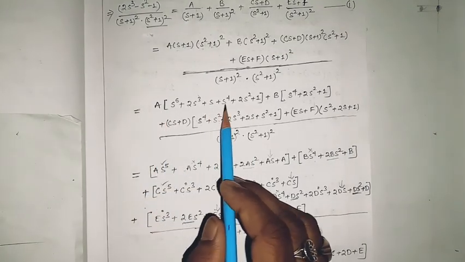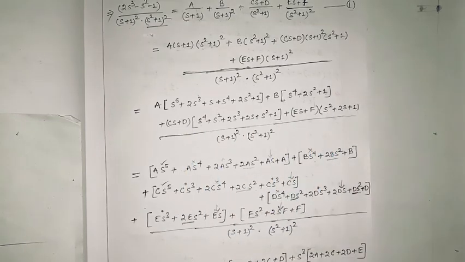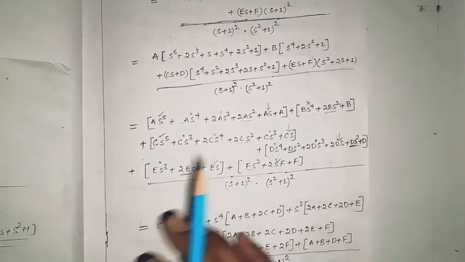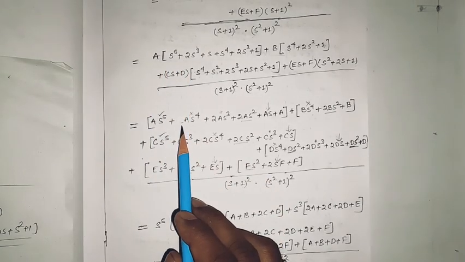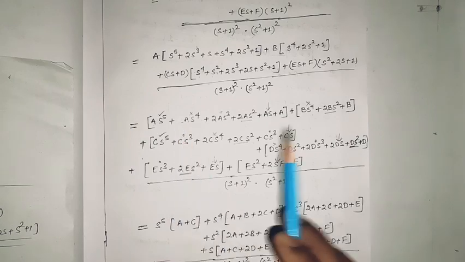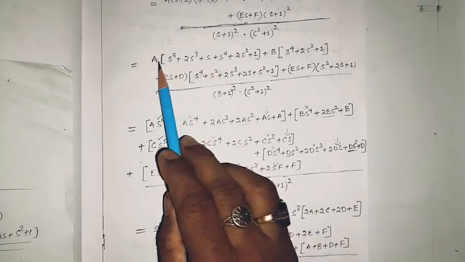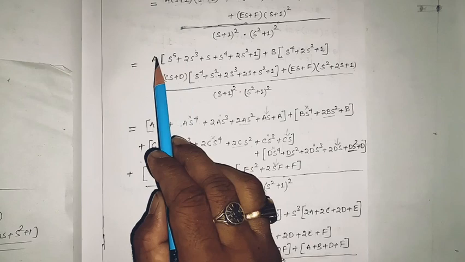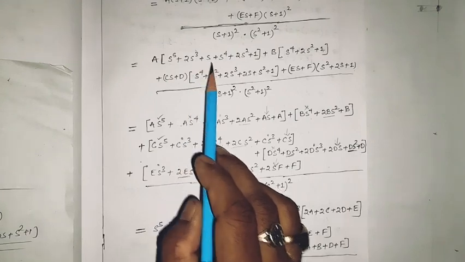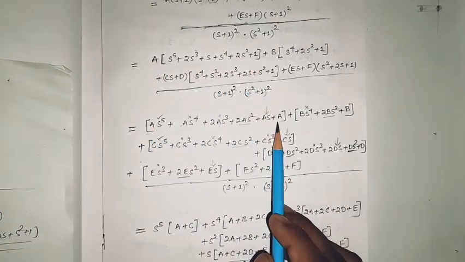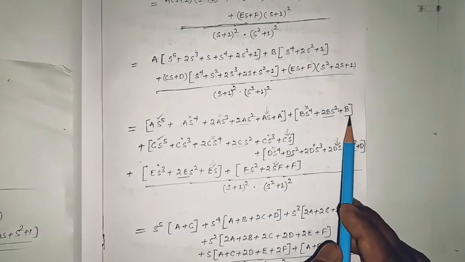Again I multiplied a with this, b with this, cs with this, d with this, just simple multiplications. I found these terms: a s to the power 5, here a s to the power 4, okay. Then 2a s to the power 3, 2a s to the power 2, a s, a into 1 is a, b s to the power 4, 2b s to the power 2, b into 1 is b.